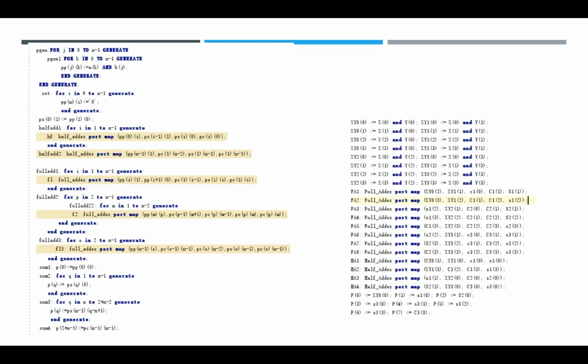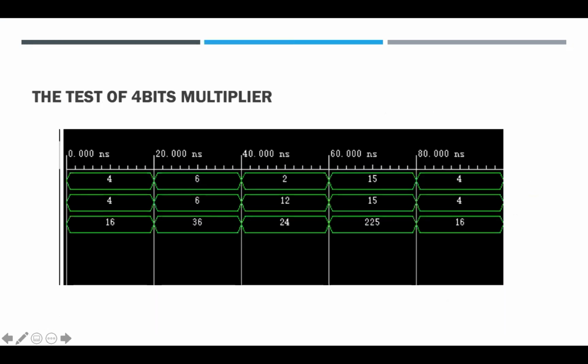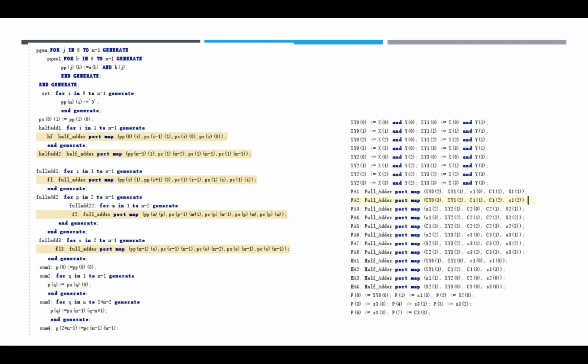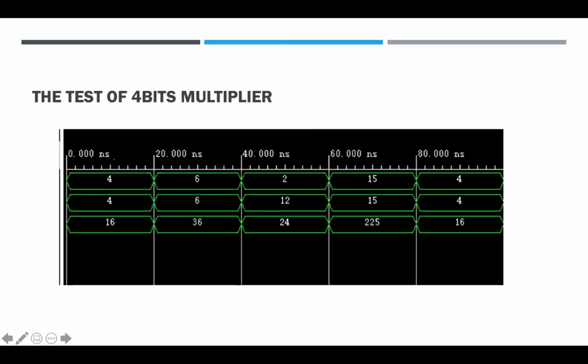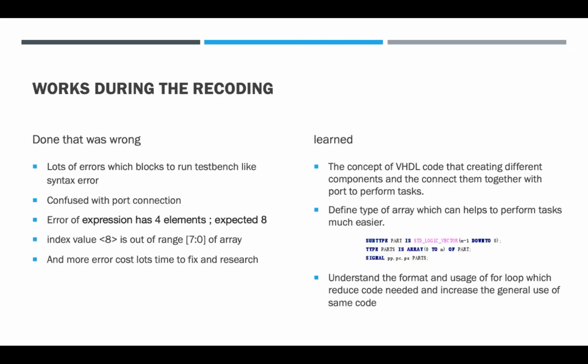I ran debugging and found the reason for the coding problem, and then I finished the coding improvement. The result is very good, and as shown here, every multiplier is getting the right result.